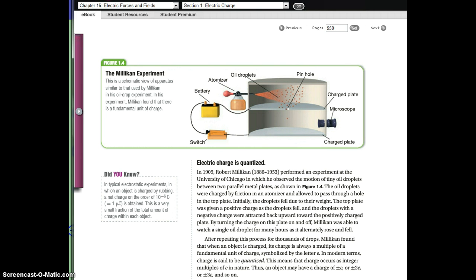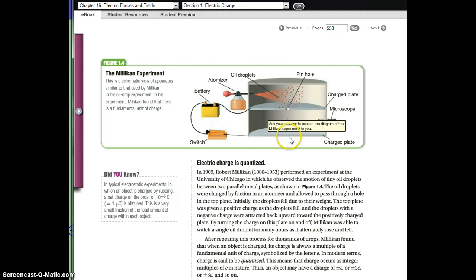What he had was this neat little setup. This is an atomizer. An atomizer is an old-fashioned perfume sprayer. And he had this setup where he had these charged plates and a charge plate. What he could do is, see that oil drop? I've got to move the mouse around, but see that little drop right there?